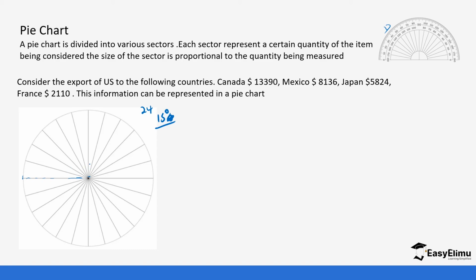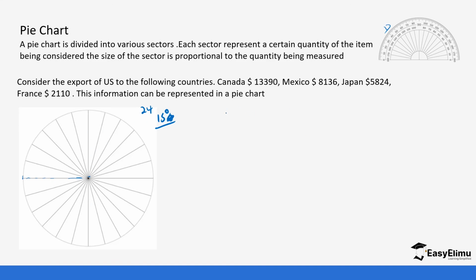But how do we do that? In the example that we have been given below, we have been told to consider the exports of the US to the following countries: Canada, Mexico, Japan, France. Use the information to represent it in a pie chart. So we need to get the share of the exports to Canada, Mexico, Japan, and France in the form of degrees. Then we use those degrees to present that in this circle or in a pie.